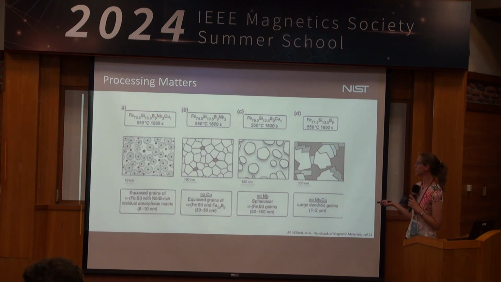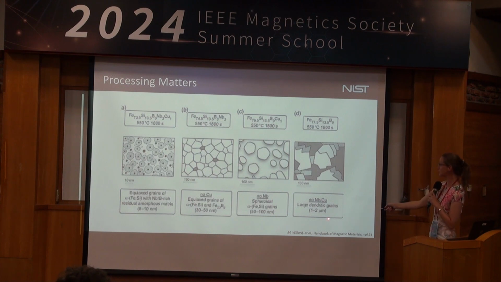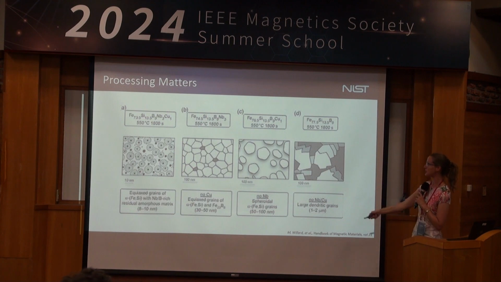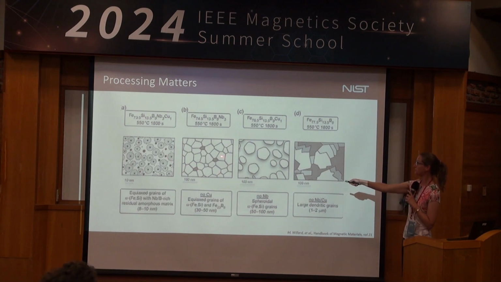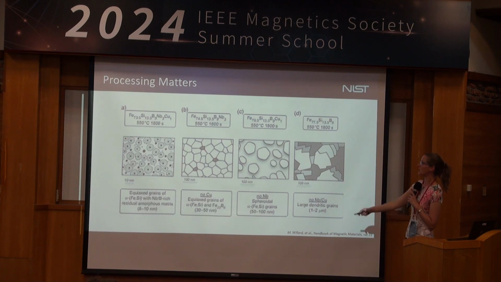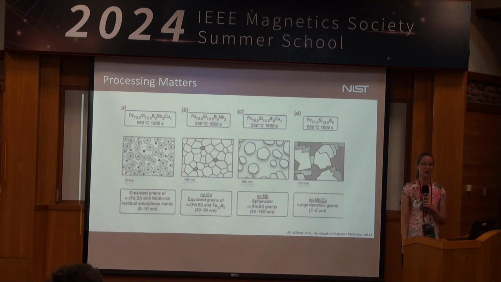So this is that same alloy, but now what happens if you don't include certain things? If you leave out the niobium copper, you're just going to end up with these very large dendritic grains. They're on the order of a micron. If you leave out the niobium, then you will have pretty big grains that are on the order of 100 nanometers or so. If you take out the copper, then things are getting smaller, and they're more equiaxial, and on the order of about 50 nanometers. But it's when you include all of them that you get these iron silicide grains in your amorphous matrix, which is niobium rich.